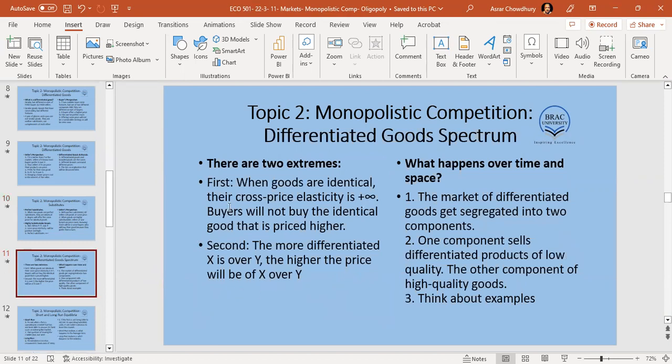Okay, now, this is what I wanted to say. The more differentiated X good is over Y good, the higher the price of X over Y. Is that okay?